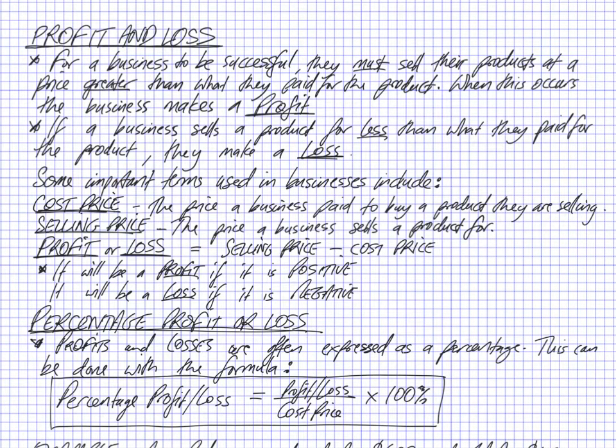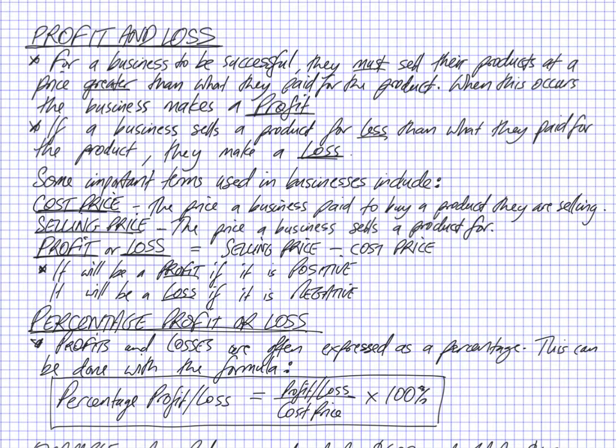This one is on profit and loss. So for a business to be successful, they must sell their products at a price greater than what they paid for the product. Most businesses that exist, most things these days are made overseas because labour in Australia is too expensive. So when you're running a business that's selling these things, you have to buy them in from where they were made.